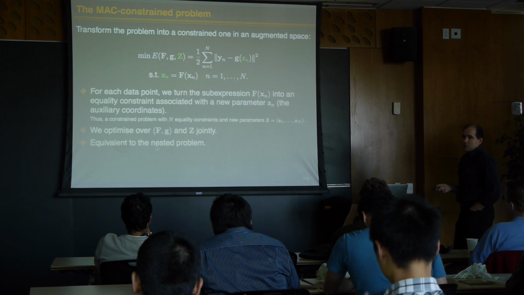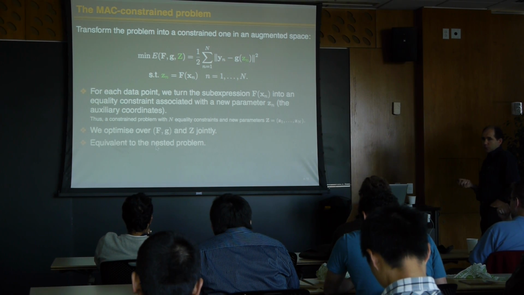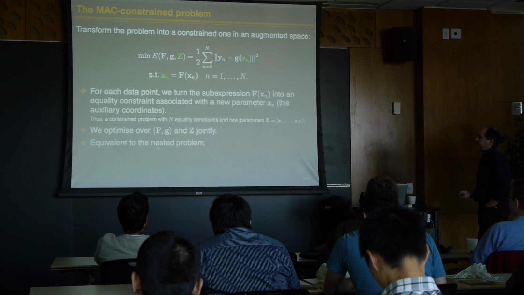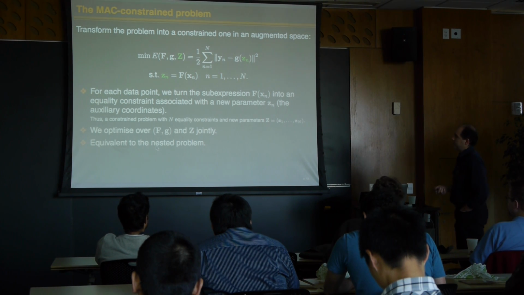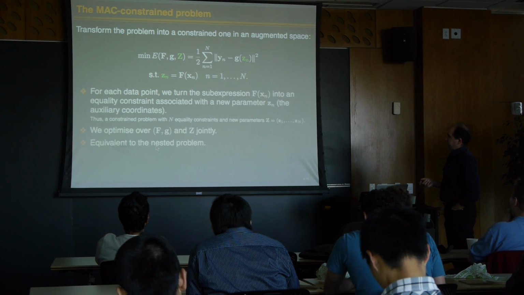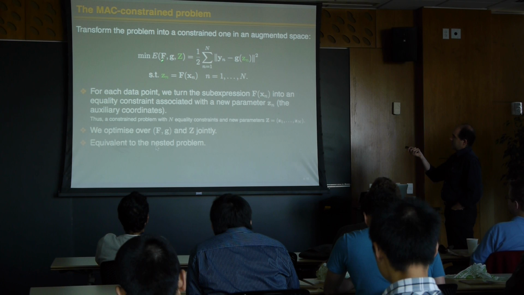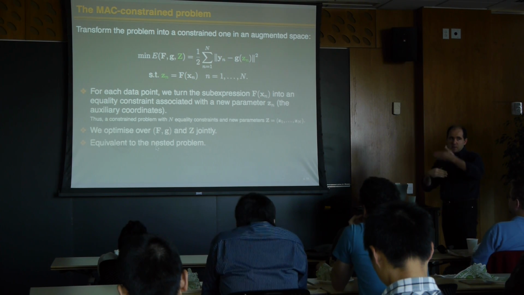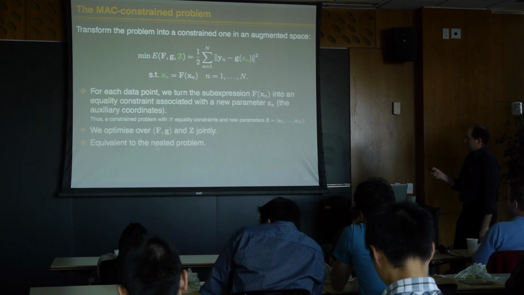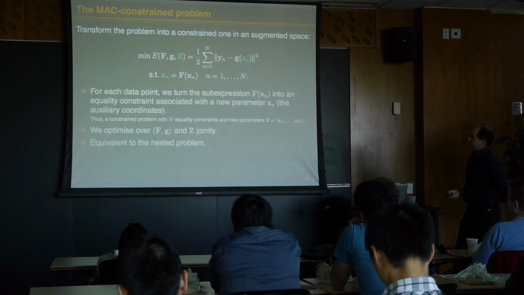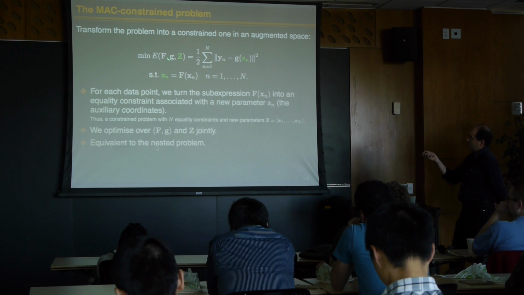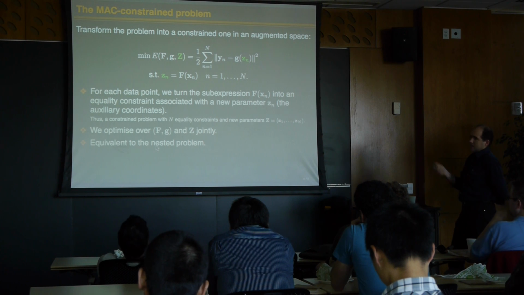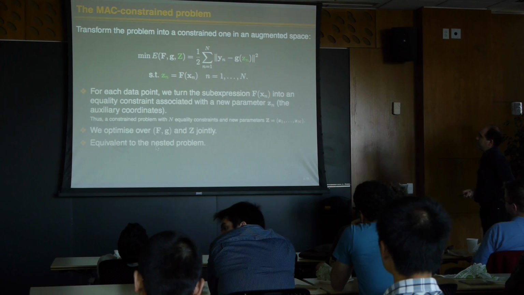Intuitively, this looks like the original problem. It looks to be equivalent to it, but it is a different problem. It looks like a more complicated problem also. But you will see there is a reason why I do this. Okay, so now the problem is a constraint problem which has, for each data point here, one of these constraints. These constraints are themselves several constraints because the output of f is multidimensional. And then we optimize this problem now over the original parameters of the functions and over the auxiliary variables, the auxiliary coordinates.